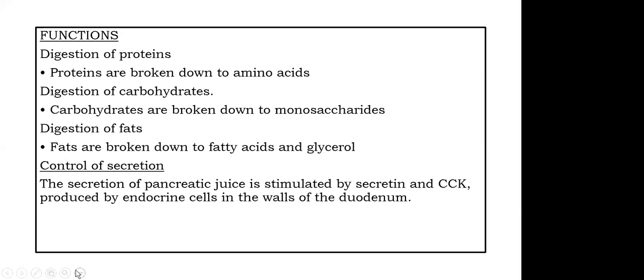And how does the control of secretion happen? The secretion of pancreatic juice is stimulated by secretin and cholecystokinin, which are produced by the endocrine cells in the walls of the duodenum. So the presence in the duodenum of acid material from the stomach stimulates the production of these hormones. I will give you the gist in the end, guys, all in a continuous flow chart. You will understand what happens where. Okay.